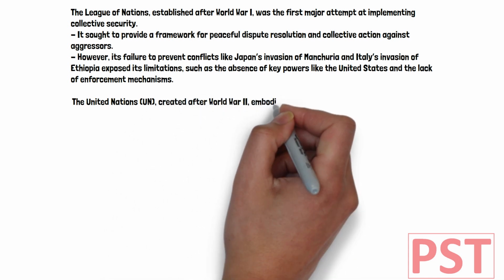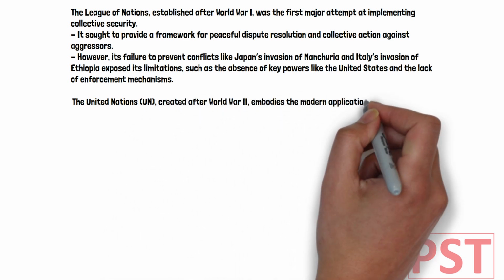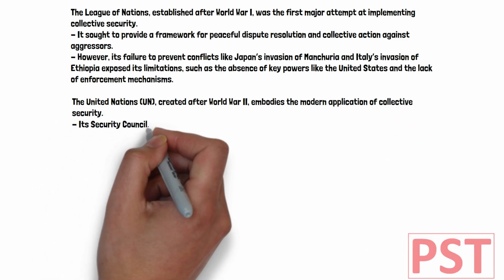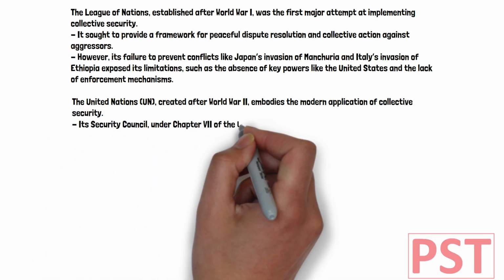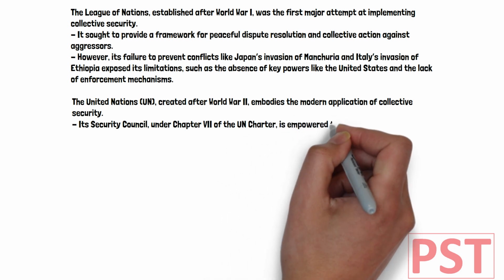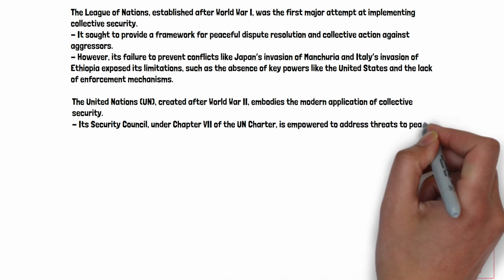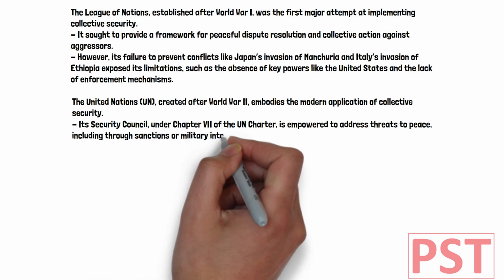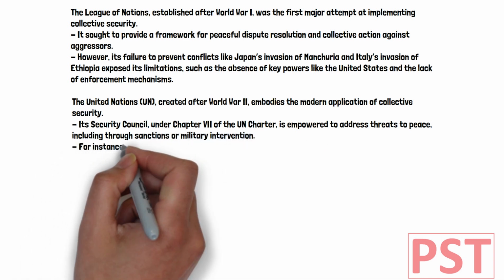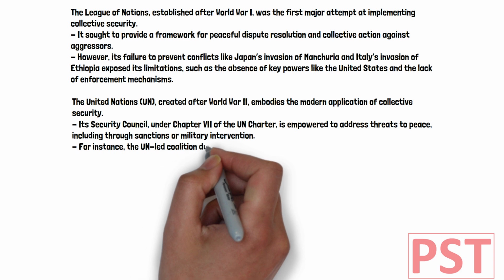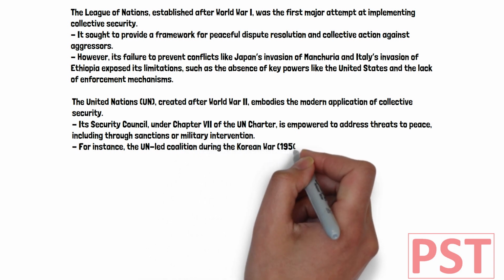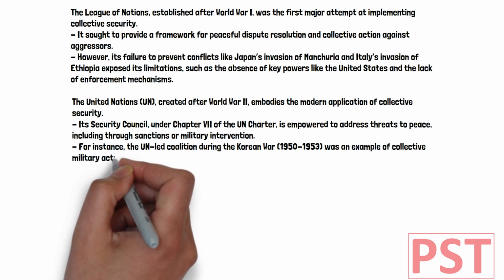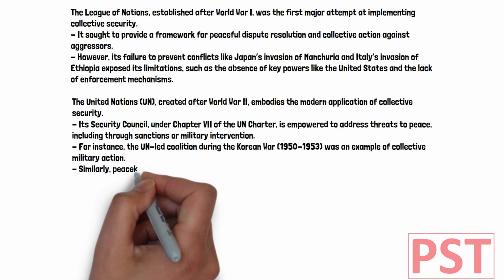Moving on, the United Nations, created after World War II, embodies the modern application of collective security. Its Security Council, under Chapter 7 of the United Nations Charter, is empowered to address threats to peace, including through sanctions or military intervention. For instance, the UN-led coalition during the Korean War of 1950 to 53 was an example of collective military action.